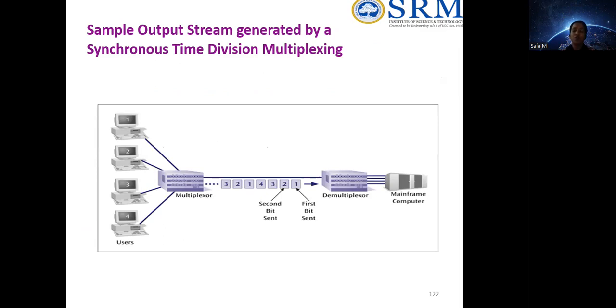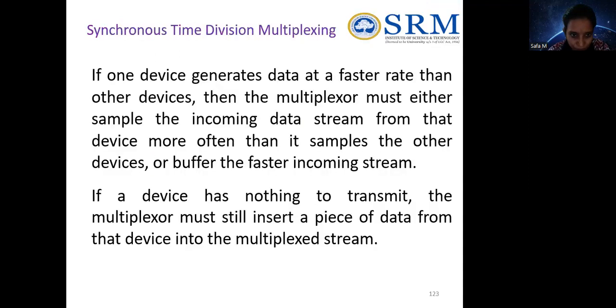So 1, 2, 3, 4 users are there. They just multiplex it, and they can take it out. First bit, second bit has been sent, like a third bit has been sent, fourth bit has been sent. Like that, as a frame, you can send the information.